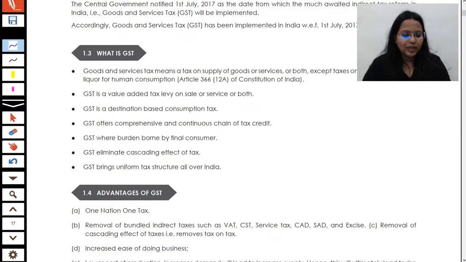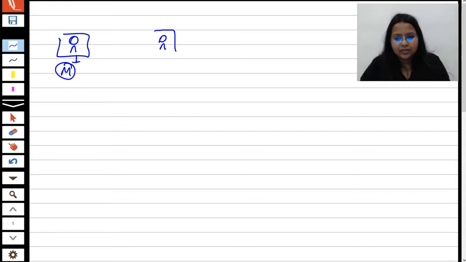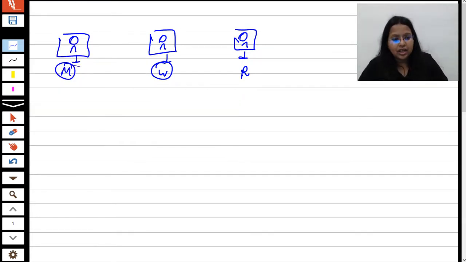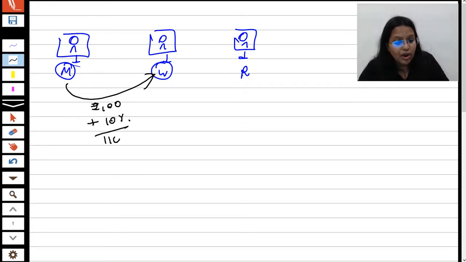Now, as I told you, I am taking the help of an example to explain what is GST. So now let's start. In our example, there are three parties. The first is the manufacturer, the second is the wholesaler, and the third is the retailer. Now, just assume that the manufacturer is selling a product of rupees 100 to the wholesaler and charging 10% as GST to that wholesaler. It means the wholesaler is giving to the manufacturer 100 rupees as the cost of the product plus 10% GST. It means total 110 rupees.